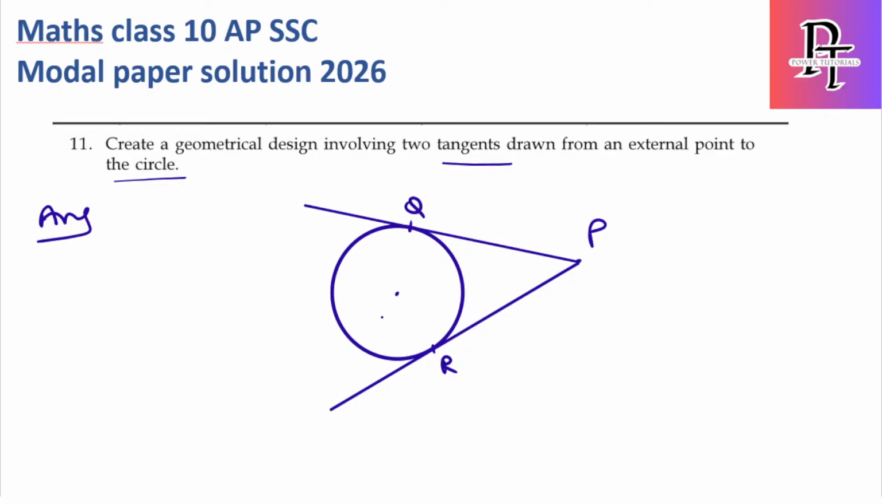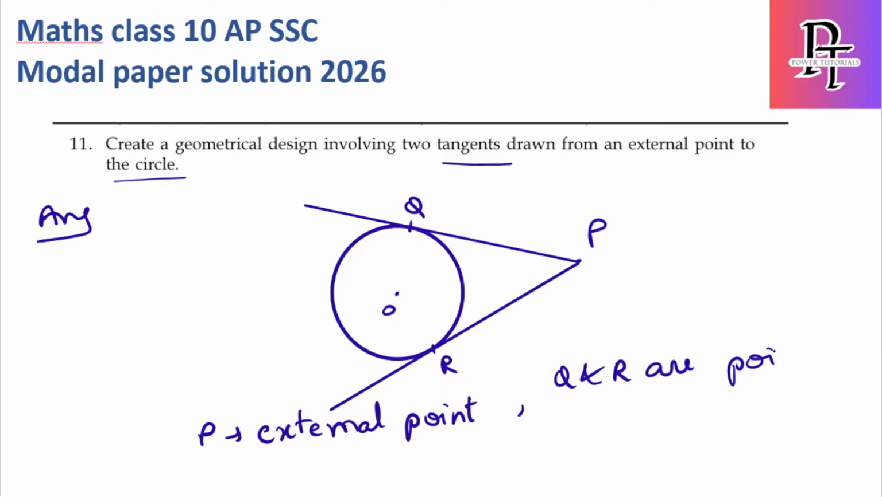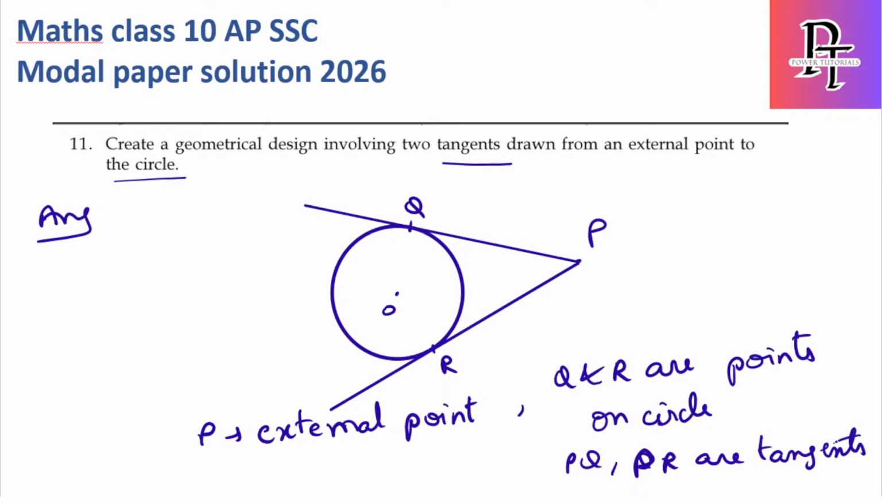If they ask you, you can also mark this as O. O is the center. So just write that P is an external point, Q and R are points on the circle, and PQ, PR are tangents. Okay, next, move to the next one.